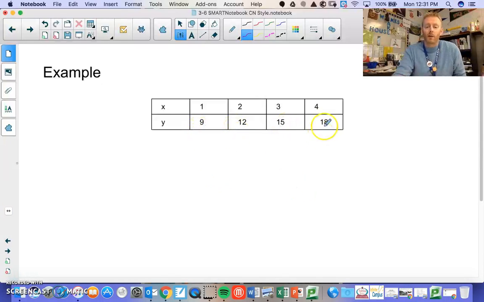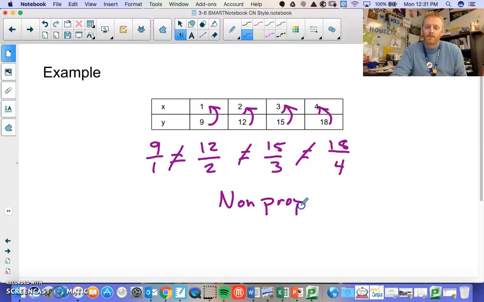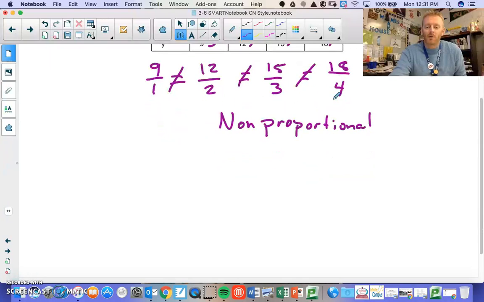You notice that they're all going up by 3. But if we look at the proportional relationship, you'll see that 9 divided by 1 is not the same thing as 12 over 2, or 15 over 3, or 18 over 4. These things are not equal to each other. Therefore, it is a non-proportional relationship. Although it is a linear relationship, because we're going up by a constant rate on both the x and the y, it is still a non-proportional relationship.